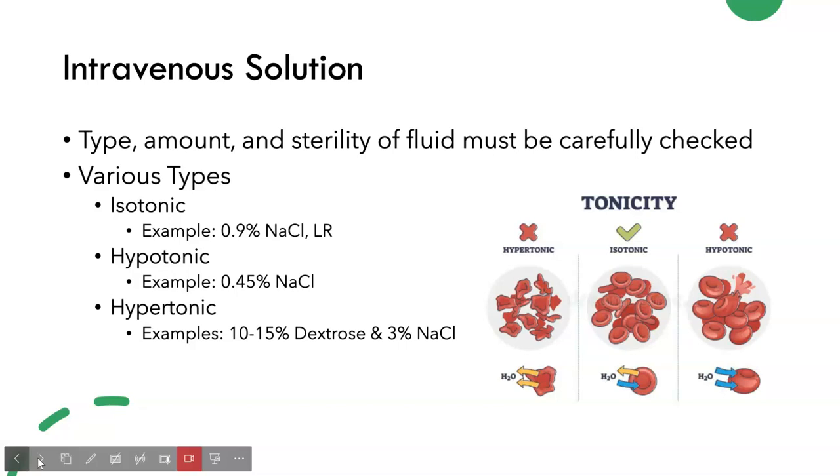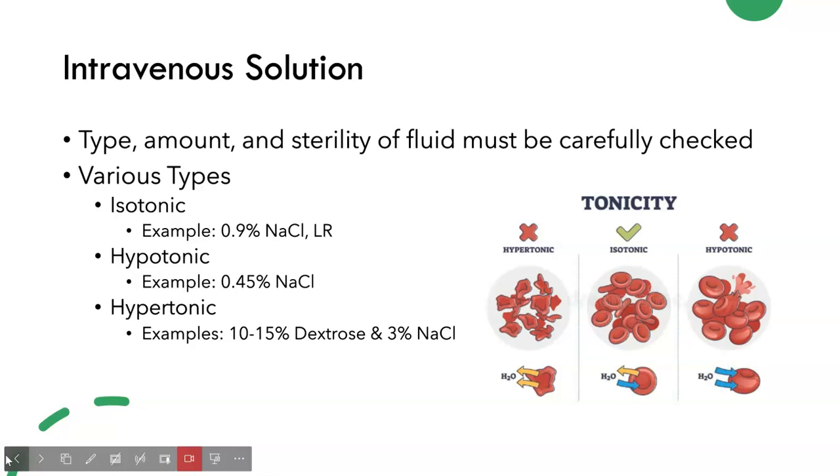So one type of fluid is isotonic fluid. Examples of this are your normal saline, or 0.9% sodium chloride, and your lactated Ringer's. So this is isotonic, so it just means that it has the same number of solutes that the cell components have. So it doesn't cause any fluid movement into or out of the cell. So it's most like the cell components. So this is usually just for hydration.